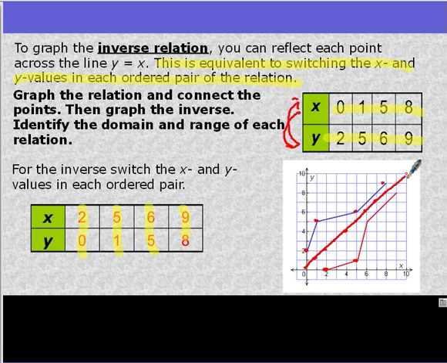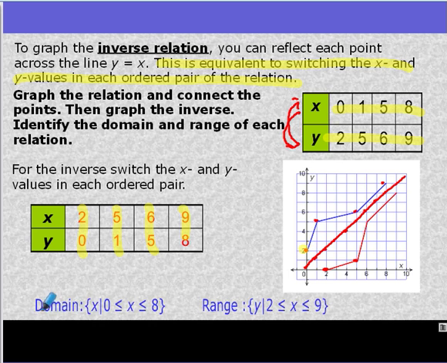All right, it also says identify the domain and range. So here, if we look at the domain and range of this function, our domain goes from 0 and stops at 8. So x is between 0 and 8. And our range, we start at 2 and our highest value is 9. So our range is going to be between 2 and 9. So this is our original function's domain and range.